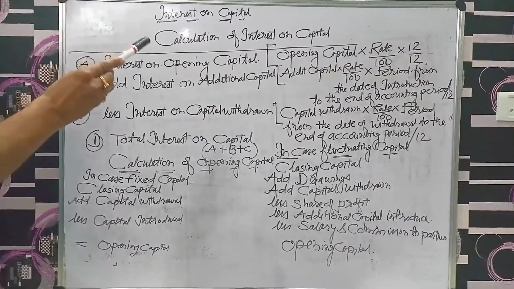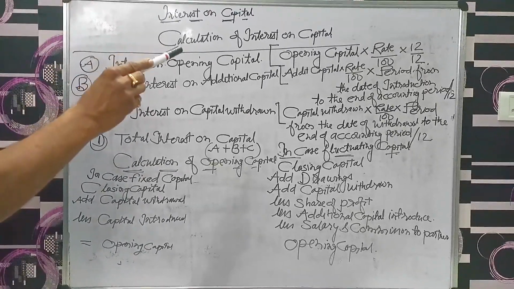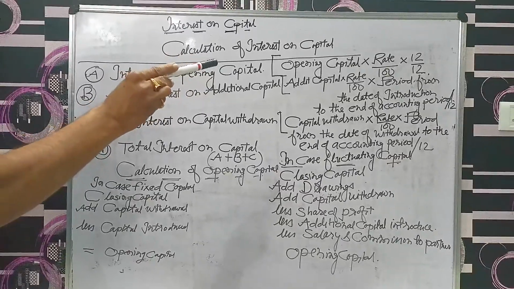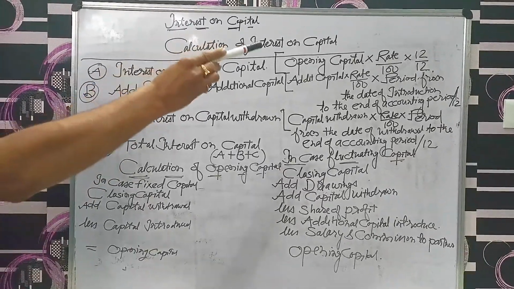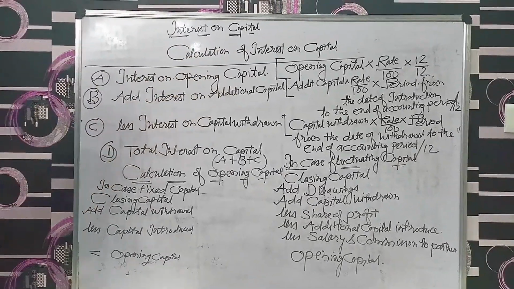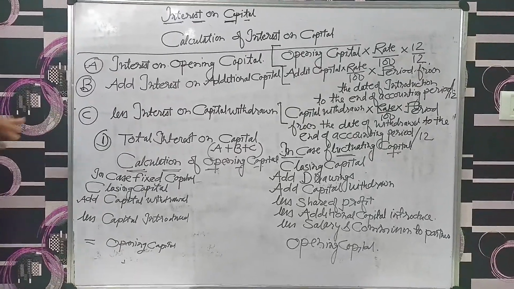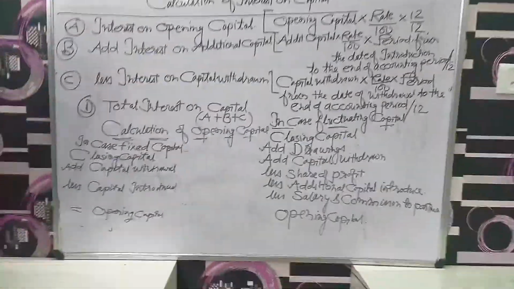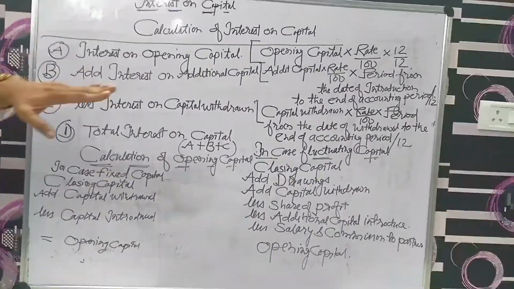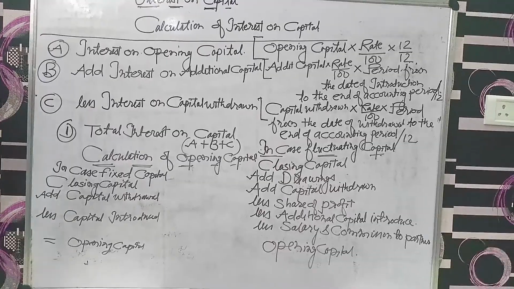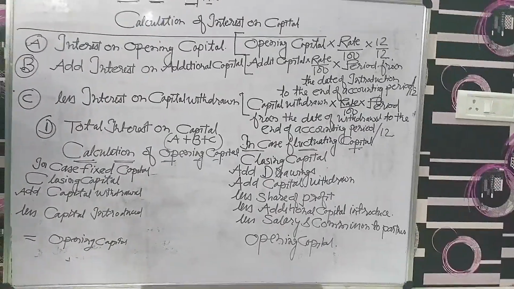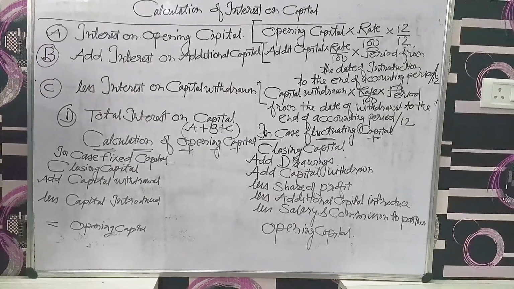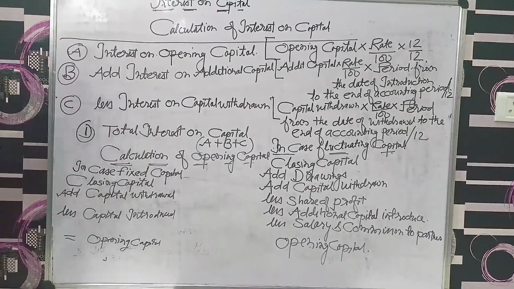So in that formula, additional capital 10,000 into whatever the rate into the period from the date of introduction, that is 6 months, 6 upon 12 we have to consider. And we have to deduct, less, interest on capital withdrawn by the partner. If any capital is withdrawn by the partner, we take that capital withdrawn into rate upon 100 into the period from the date of withdrawal to the end of the accounting period.